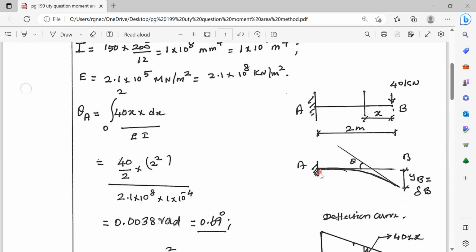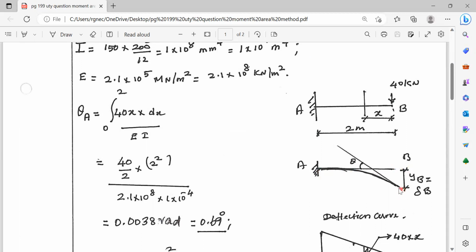Suppose if you draw a tangent at A, the tangent will be horizontal because the slope at A is 0. A is a fixed end. Fixed end means slope is 0. Theta A is equal to 0. At A, if you draw a tangent, it will be horizontal.